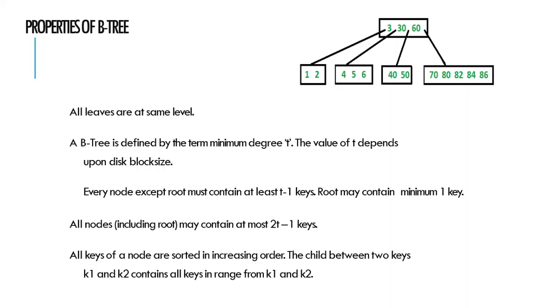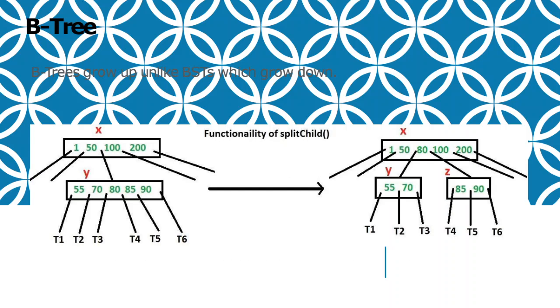key 1 and key 2 contain all keys in the range of key 1 and key 2. As you can see from our illustration, we have 3, 30 and 60. We have 1, 2, 4, 5, 6, 40 and 50 and 70, 81, 82, 84, 86. These are all combinations of them. But B-tree grows up, unlike binary search trees and balanced search trees, which grow down.